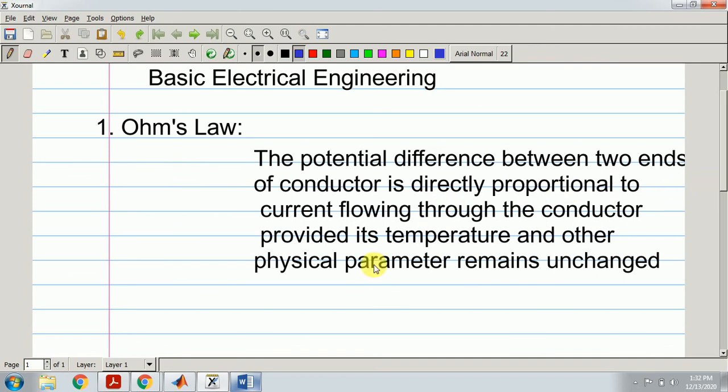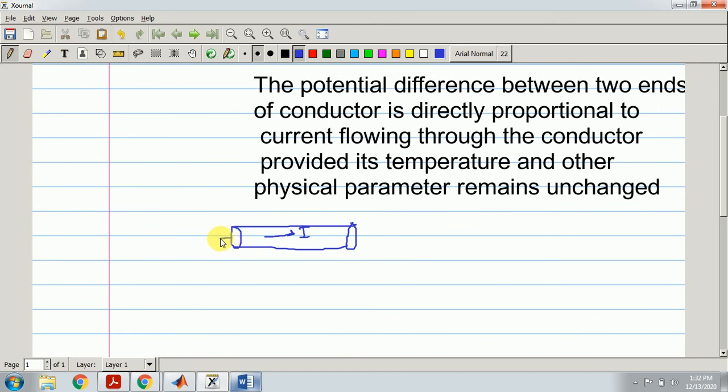Here it is very important that if you have a conductor something like this, and let's say the current passing through that conductor is I, and you want to measure the potential drop across the two terminals of the conductor, then as per Ohm's law this potential drop would be proportional to the current. Now if you remove this proportionality constant, this will give you R into I. So this R is nothing but the resistance, and the unit for this resistance is Ohm. So, a very simple statement of Ohm's law.